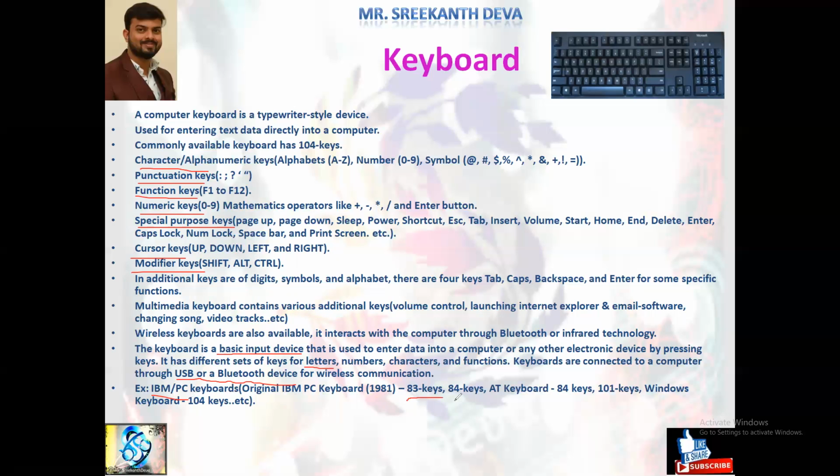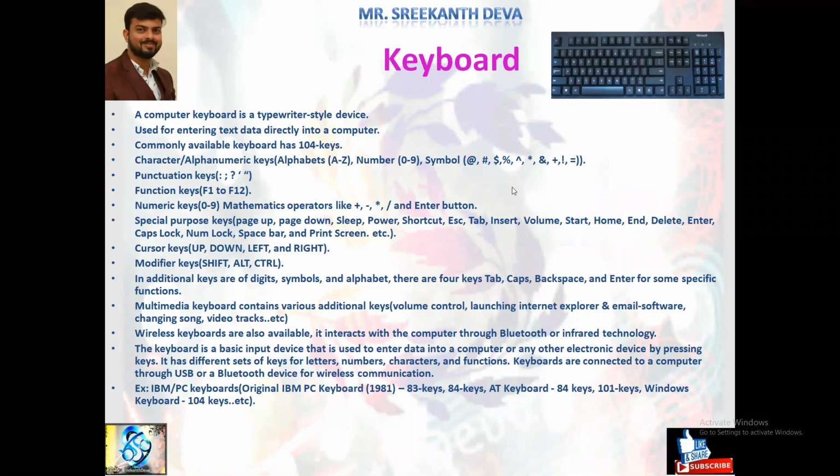I also provided a set of examples, like the IBM PC keyboard, the original IBM PC keyboard from around 1981. It consisted of an initial 83 keys, with an extended version of 84 keys, like the AT keyboard. Initially 84 keys, later extended to 101 keys, like the Windows keyboard. Normally we use Windows keyboards only, around 104 keys. For normal keyboards it has 104 keys, but different types of keyboards are there, and based on the keyboard, some additional keys are added. So this is a very basic introduction about what a keyboard is. I hope everyone is clear.